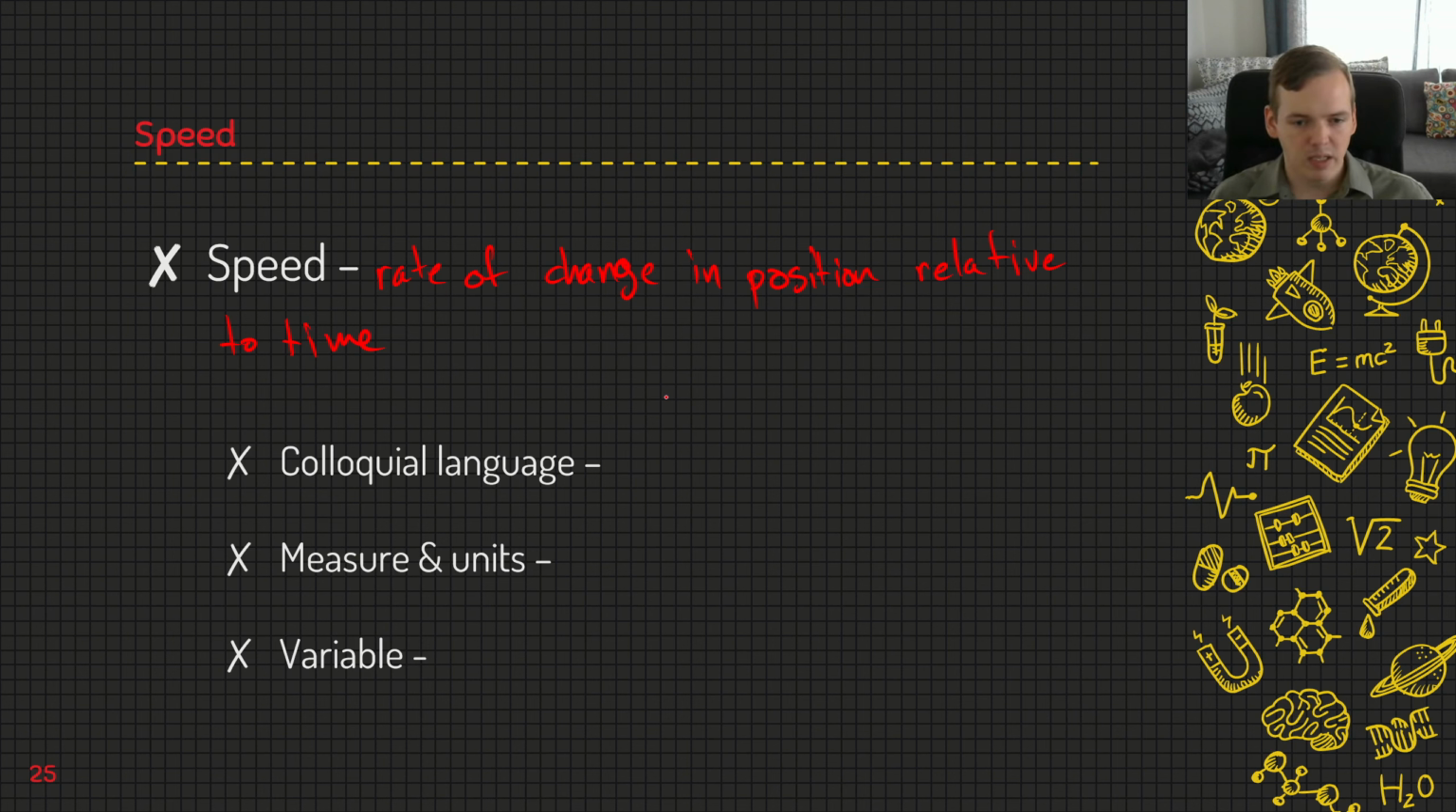And this, in colloquial language, is how fast. So how fast is something going is the speed at which it's traveling. And we measure it in meters per second, which we write as m over s. And variable is, we don't really have one.